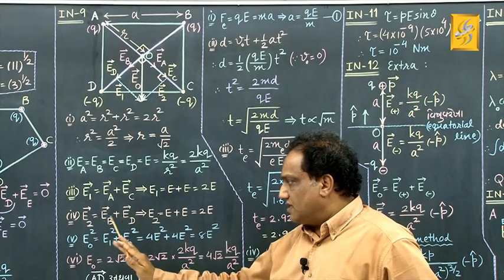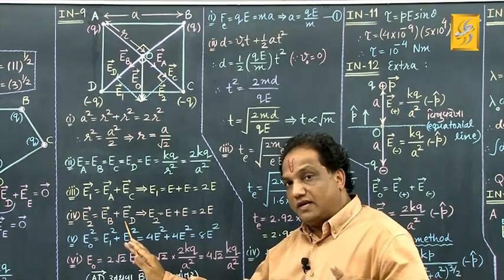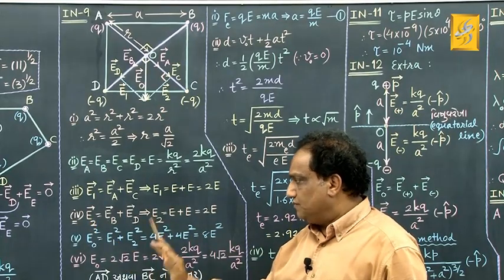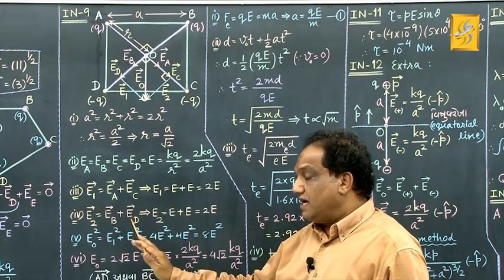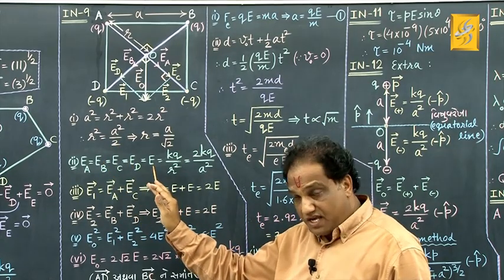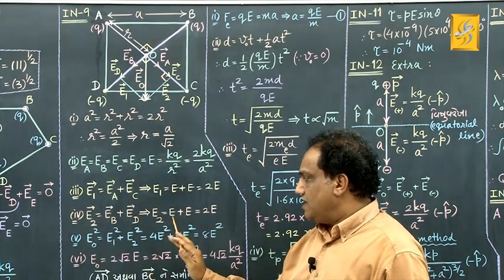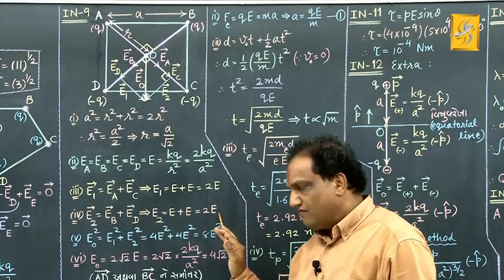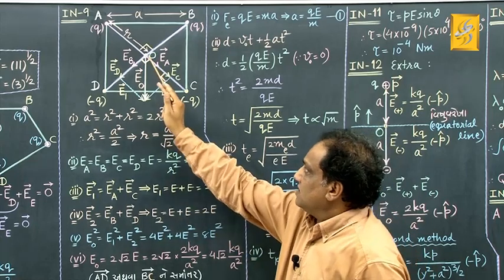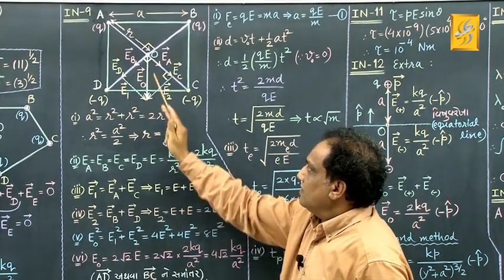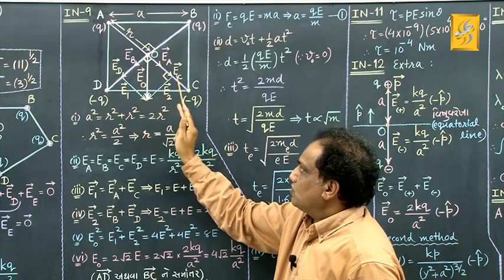Because these two vectors are in the same direction, you can add them like scalars. The magnitudes of EB and ED have the same value E. So this has magnitude E, this also has magnitude E, E plus E, that is 2E, correct? Fine. Now this resultant vector is vector E1, which I am showing here. This resultant vector is vector E2, which I am showing here, correct?